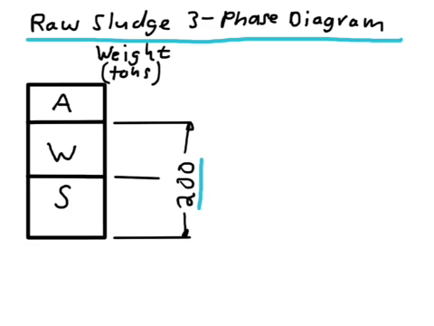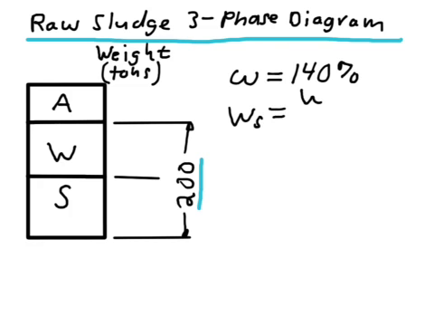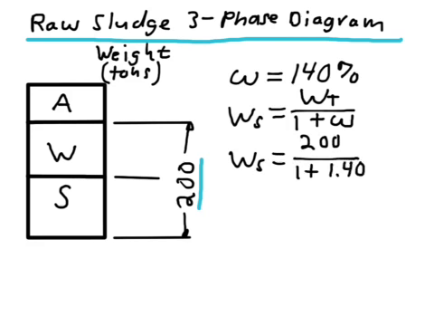So we were told that the total sludge produced per day was 200 tons. So we know the total weight. And we also know that the water content of that sludge is 140%. So we can calculate the weight of the solids as the total weight divided by 1 plus the water content. So for our problem, that would be 200 over 1 plus 1.4. Again, notice I'm using a decimal form of the water content for this calculation. That's going to turn out to be 83 tons, so I can write that in my three-phase diagram.